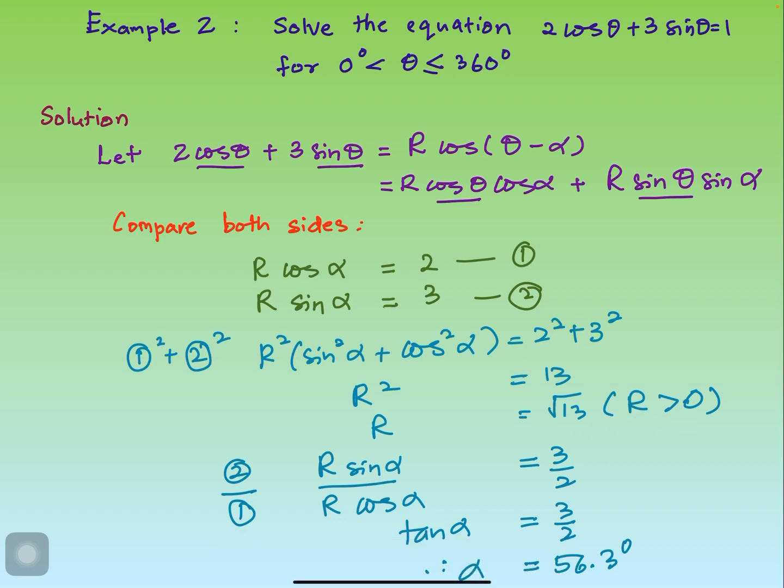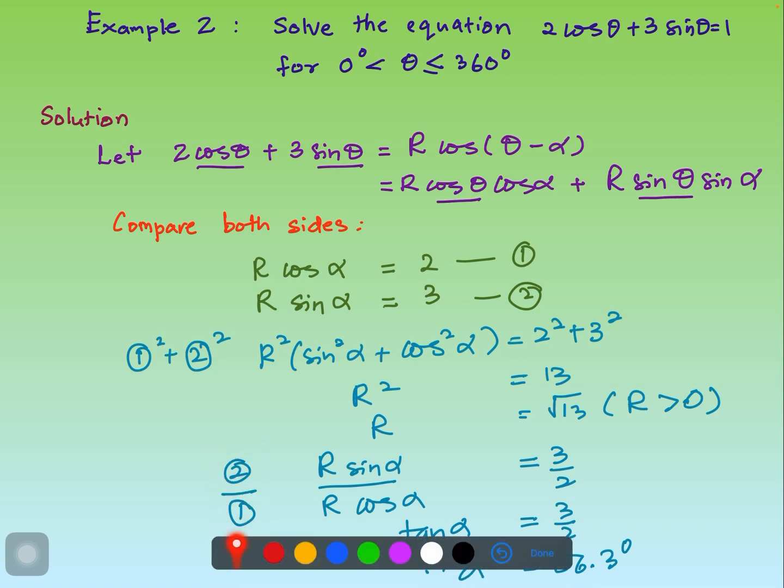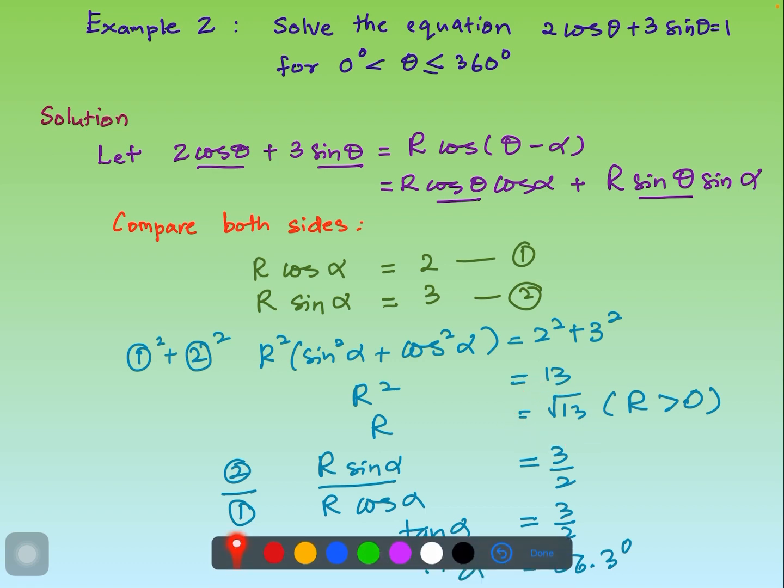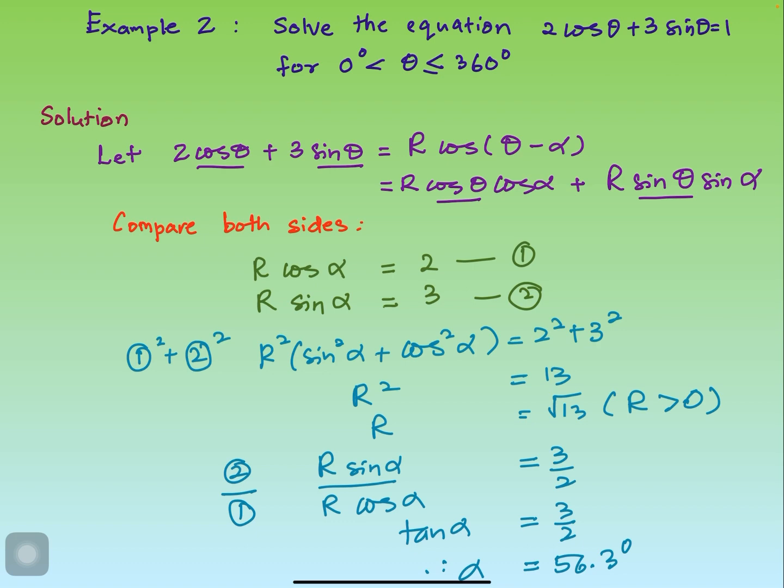The second part we have to do is equation number 2 divided by equation number 1. So we will have r sin alpha over r cos alpha, so we have 3 over 2. And we will have tangent alpha is 3 over 2, and then alpha is 56.3. This is the acute angle. So r is root 13 and alpha is 56.3.